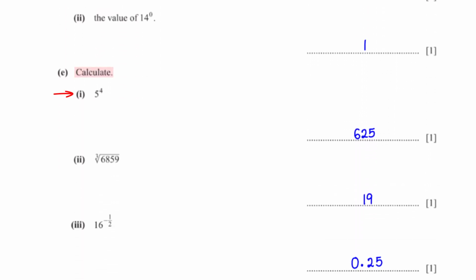Calculate 5 raised to the power 4. When we type this into the calculator, we get 625. Calculate the cube root of 6,859. When we type this into the calculator, we get 19. Calculate 16 raised to the power negative 1 over 2. When we type this into the calculator, we get 0.25.